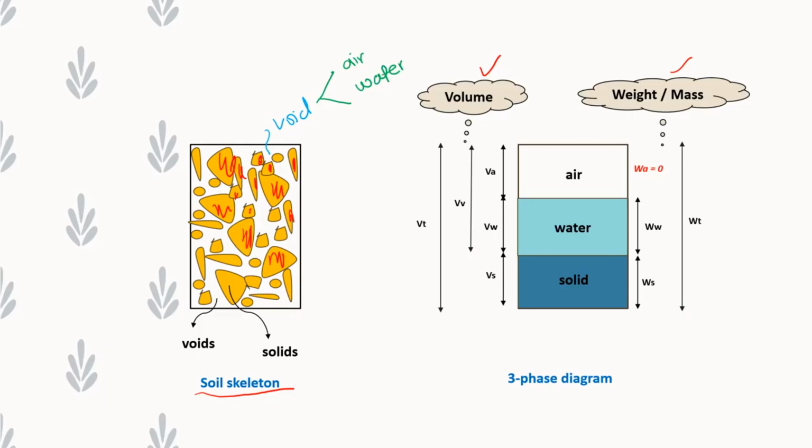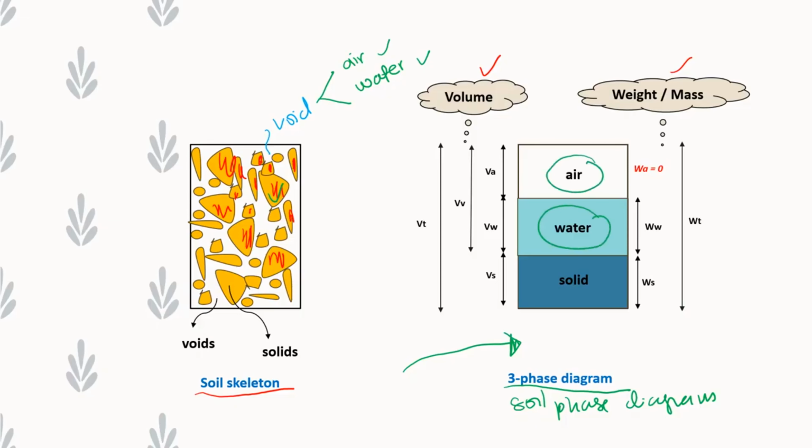So we separate those three components of soil, which is air, water, and also solid, into the phase diagram, known as soil phase diagram, or also denoted as three-phase diagram. Call it three-phase diagram if you have all those three components. You have air, water, and solid.